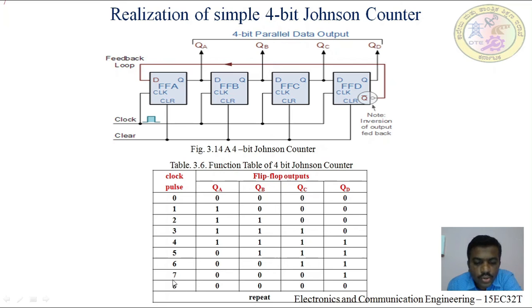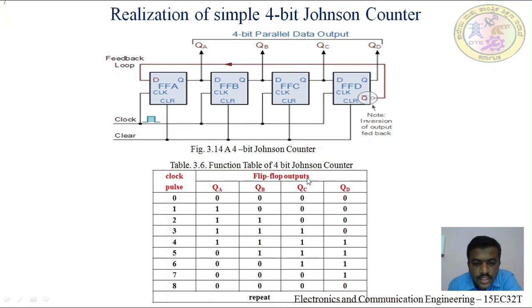When the eighth clock pulse is applied, this binary 0 present at the input of the first flip-flop will be shifted to the output of the first flip-flop. Hence, the output QA now becomes binary 0, and also the outputs QB, QC, and QD are reset. Hence, after the eighth clock pulse, the state of the Johnson counter will be QA equal to 0, QB equal to 0, QC equal to 0, and QD equal to 0.